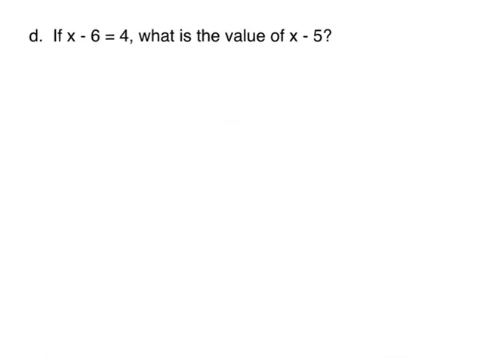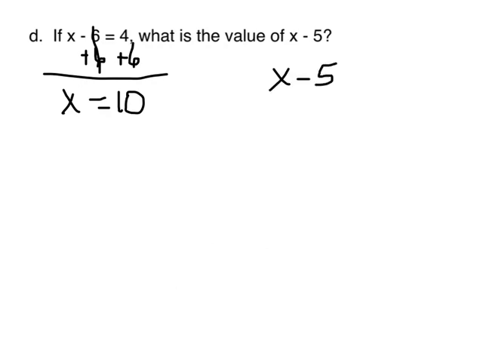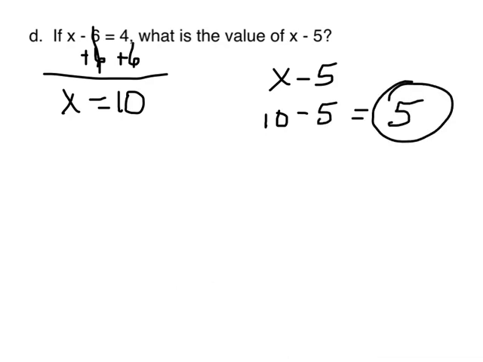And finally, if x minus 6 is 4, what is the value of x minus 5? I'm going to add 6 to both sides. x is equal to 10. x minus 5. 10 minus 5 is equal to 5. And that's my final answer.